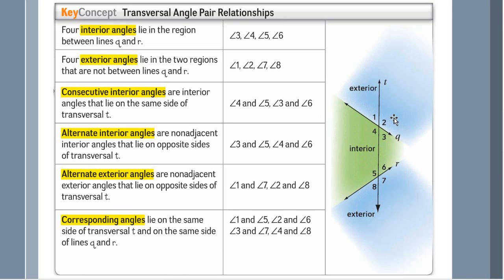Okay, and the same thing we got with 2 and 6. They're both on the right side of the transversal, and they're both above the lines Q and R. So 2 and 6 are corresponding angles. All right, and then same thing for 3 and 7. You see how they're both on the right side, but they're both below Q and R. They're in the corresponding position. And then same thing for 4 and 8. Okay, they're both on the left side of the transversal, and they're both on the bottom position.